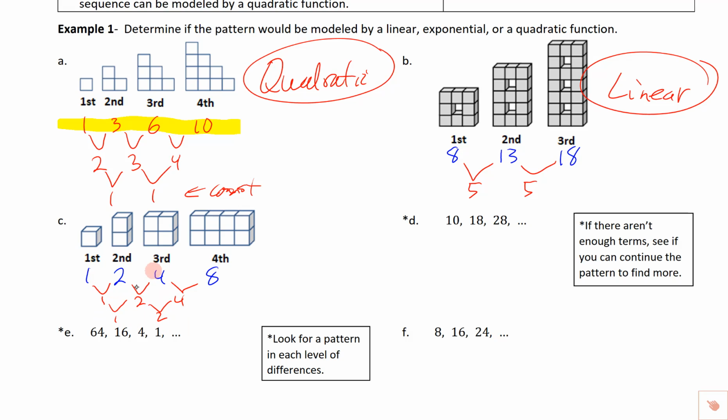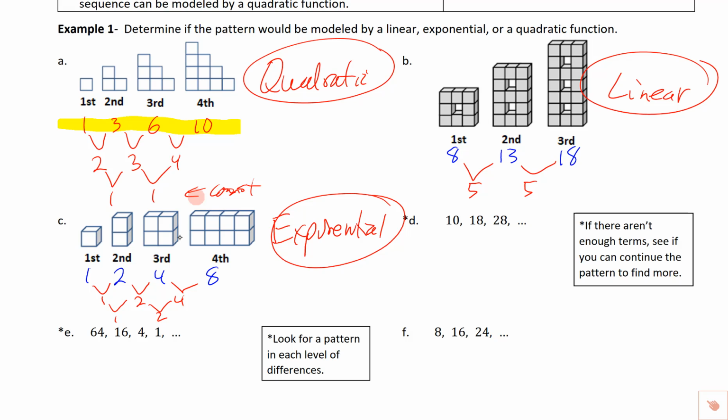So you'll notice, and you may have caught this quicker than I did, we're actually multiplying by 2 every single time. So if I do a common ratio, 2 divided by 1 is 2, 4 divided by 2 is 2, 8 divided by 4 is 2. So this one is going to be exponential. So I'll just write exponential here.